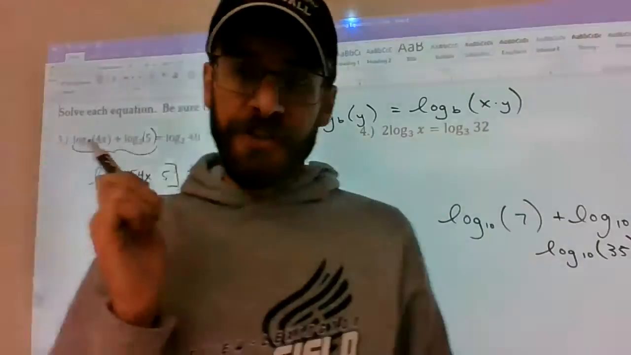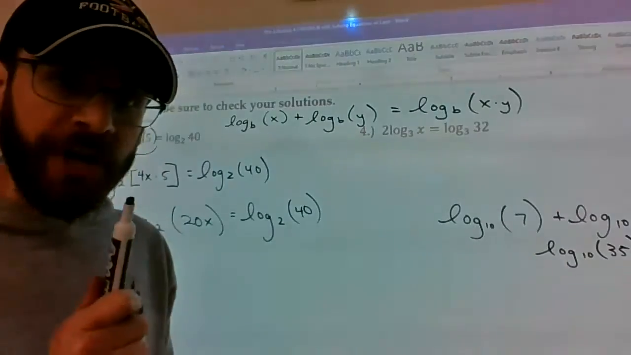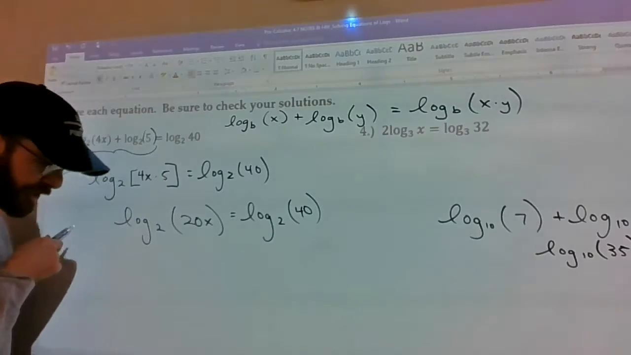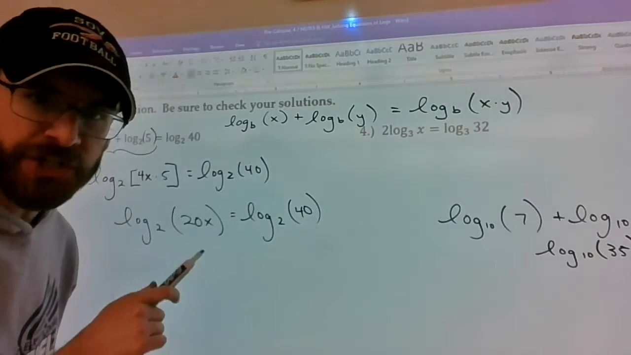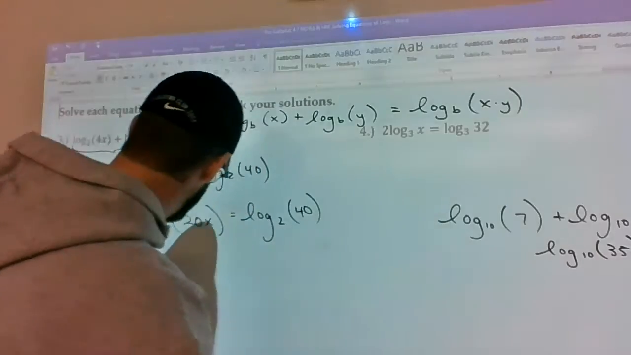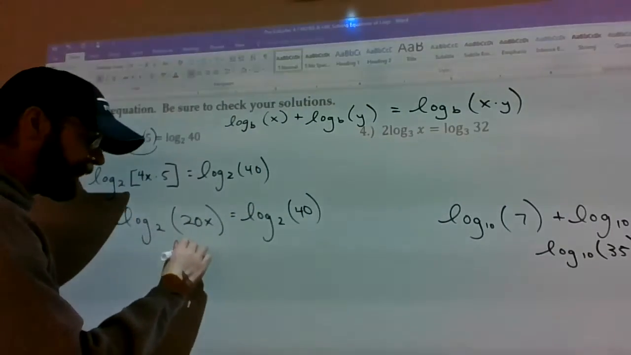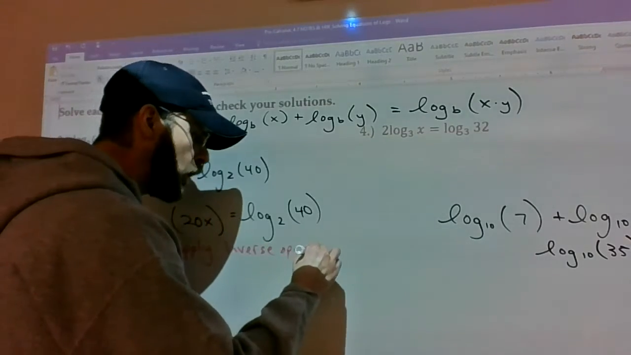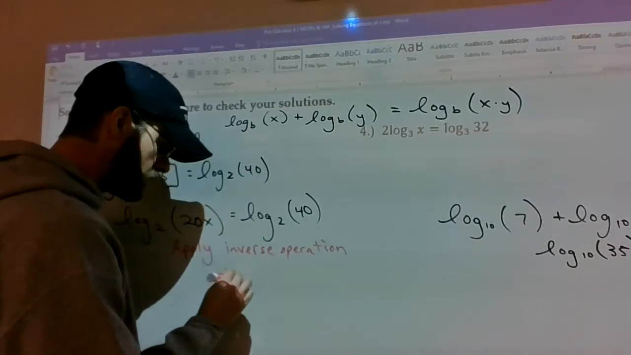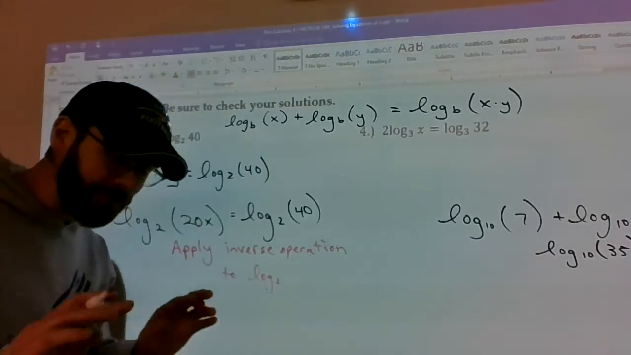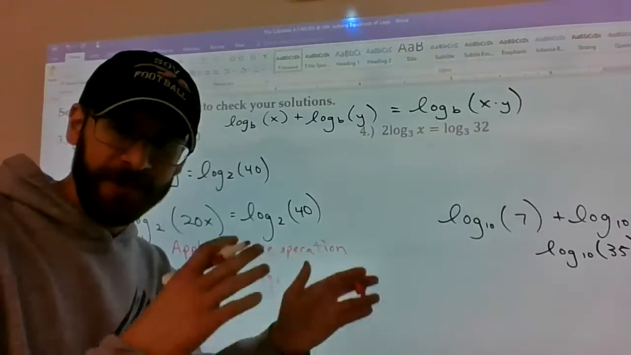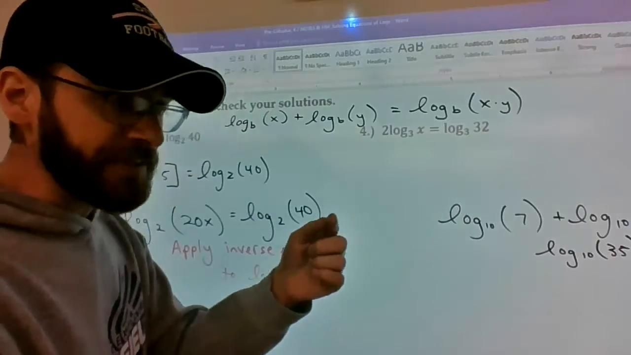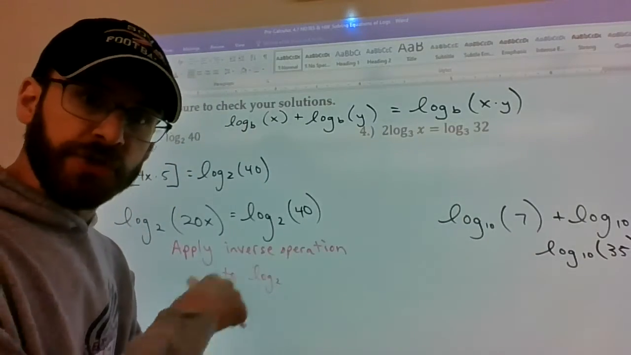Great. Now, what's the move we talked about last week that would undo the operation that a log is performing on something? All we have to do is apply the inverse operation to log base 2. And hopefully, if you remembered anything from previous weeks, you realize 2 to the x power is the opposite of log base 2. They're inverses when you graph them.